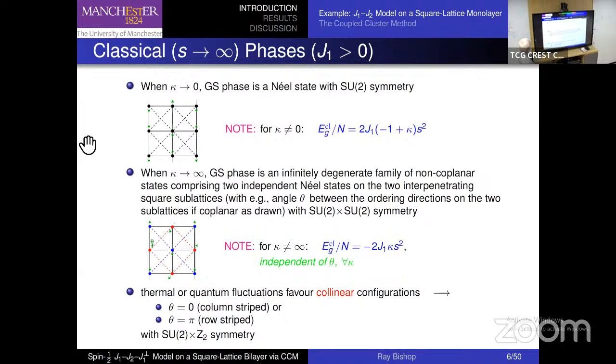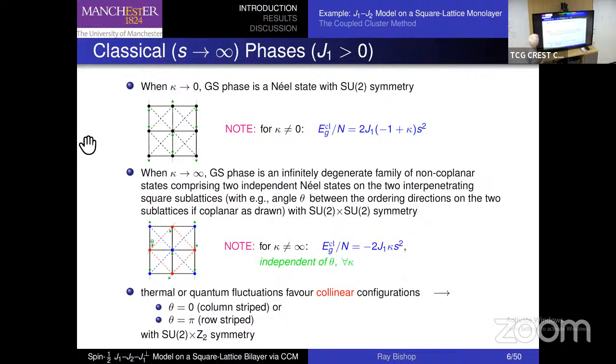These are the two classical energies, independent of theta. Quantum fluctuations, it's relatively well known: thermal or quantum fluctuations actually favor collinear configurations over non-collinear configurations. Classically, that set with arbitrary theta are all degenerate. The moment you put on the slightest bit of perturbation, it chooses theta equals 0 or theta equals pi.